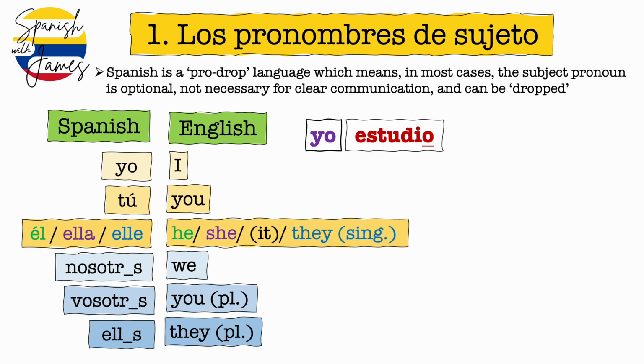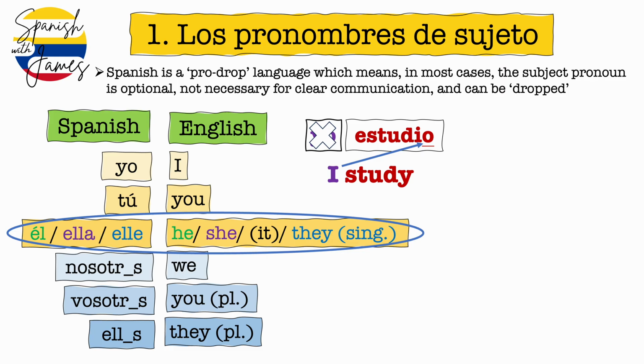For example, if I said yo estudio, I study, the yo is telling me I, but the ending on estudiar, estudio, that can only mean I. So actually if I just say estudio, it's still equally clear and I've just saved myself a syllable. A time when you do see them used quite regularly is with the third person singular, because if I just said estudia, it could be he studies, it could be she studies, so it's a lot more common to see él estudia, ella estudia.